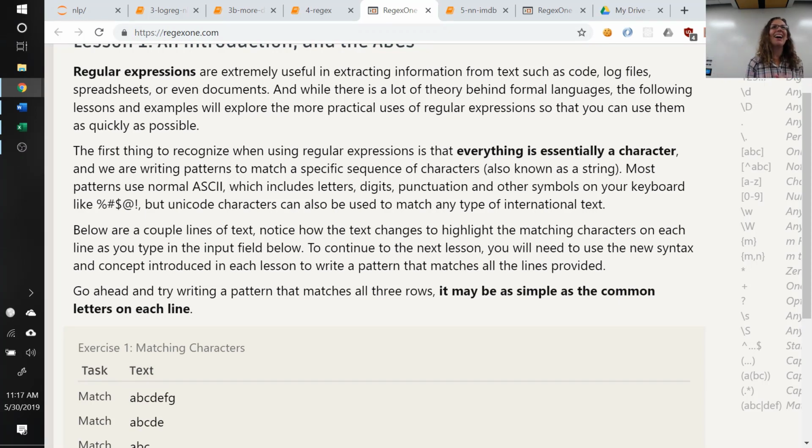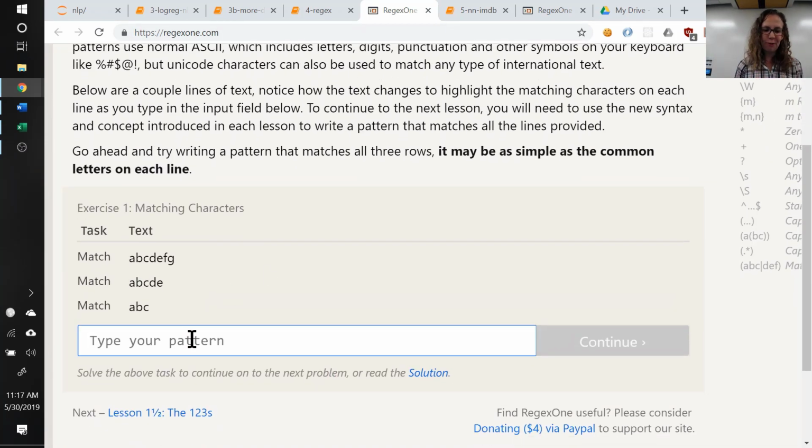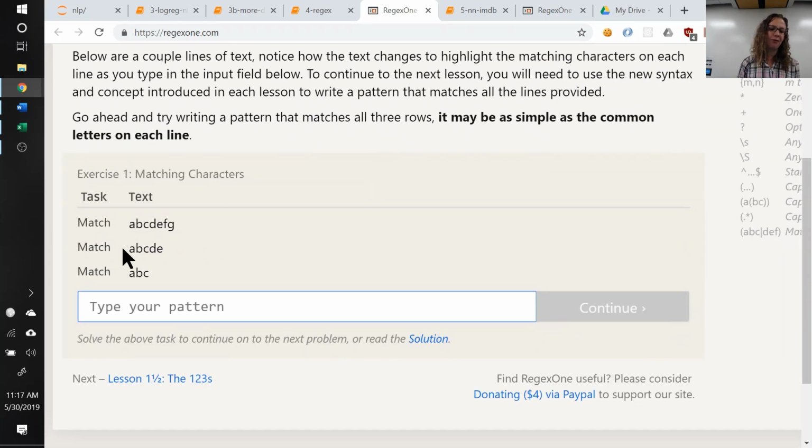Okay, so some of this might be review for you. This is the site Regex 1. It's nice. It gives you a few patterns that you're trying to match, and in the later ones, it'll also have ones that you explicitly don't want to match.